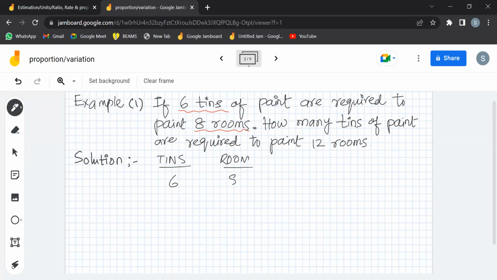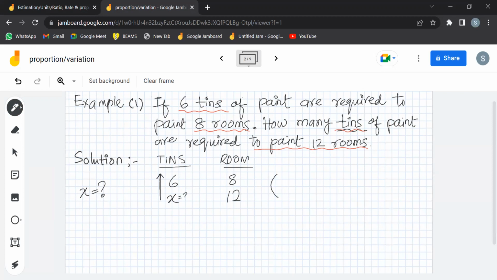6 tins for 8 rooms. How many tins? Say X. X is the question mark. How many tins are required to paint 12 rooms? So the technique is that first you draw, like, the unknown is here. Draw an arrow starting from that unknown towards the other number. So this arrow is now in the upward direction.